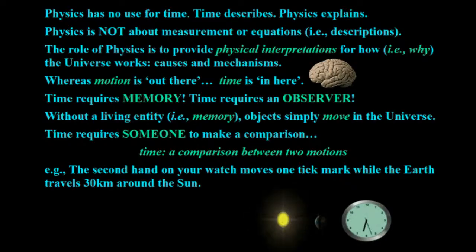What is a comparison? A comparison between two motions. That's what time is. For example, the second hand on your watch moves one tick mark while the Earth travels 30 kilometers around the sun. That's a comparison that a living entity makes. This is just one example.